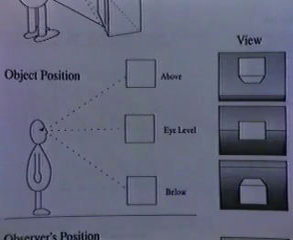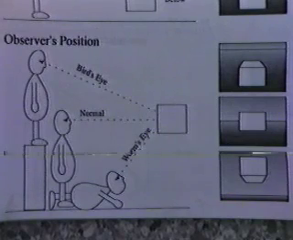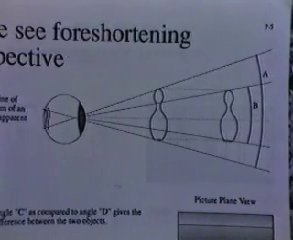What we see of an object and what is foreshortened is dependent upon where it is positioned. There are 3 basic object positions: above, eye level, and below. The other thing that affects what we see is the observer's position. These are called bird's eye, normal, and worm's eye. Each one of these gives us a different view of the object and has different parts foreshortened. Why do we see things foreshortened?